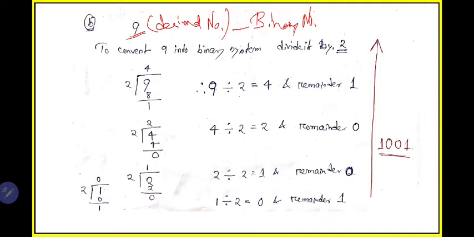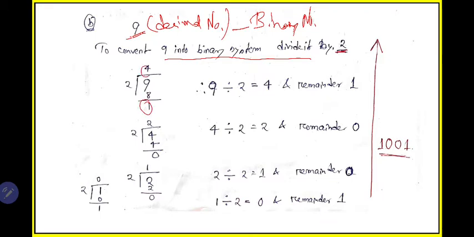Binary number, okay. How to convert this 9 into the binary system? To convert this into the binary system, divide this by 2 multiple times, okay. First let us divide 9 by 2. If we divide 9 by 2, 2 4s are 8, okay. 9 minus 8 is 1.